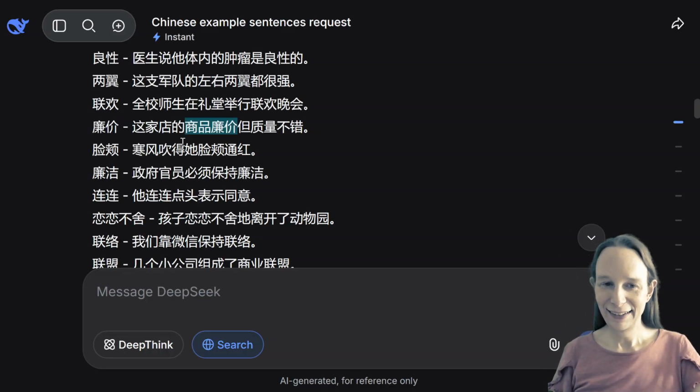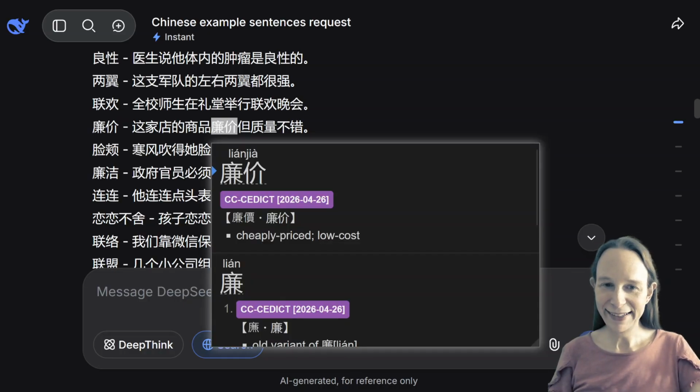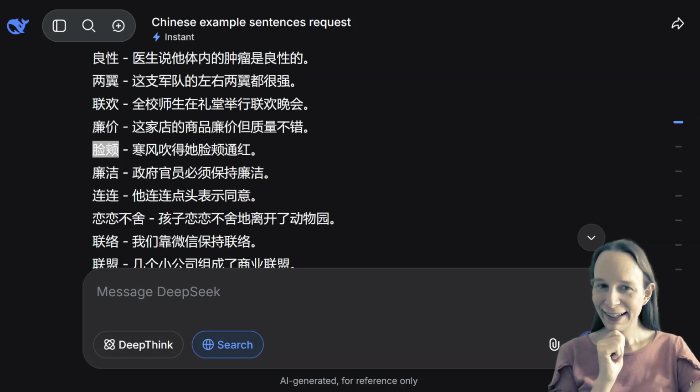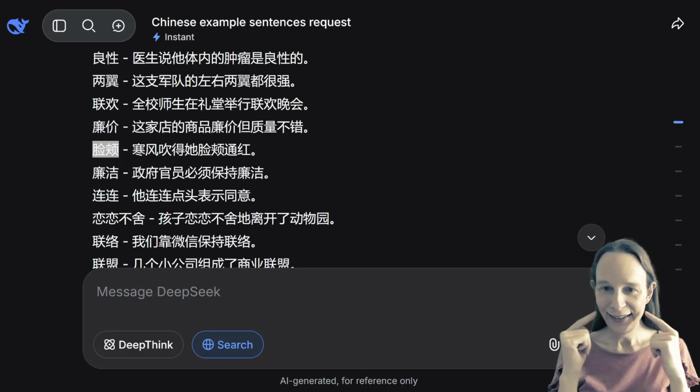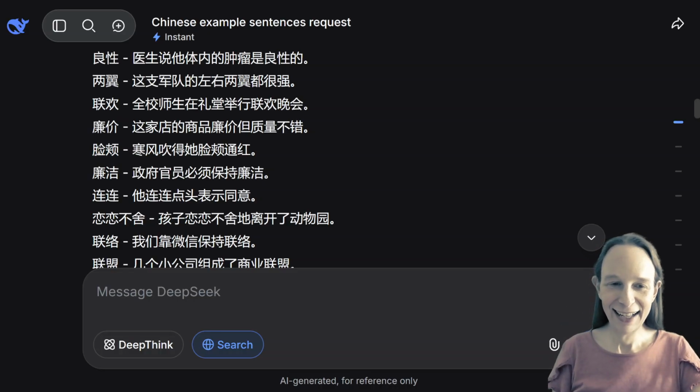Is low price a bad thing? I don't know. Kind of doesn't make sense to me. 廉价. All right, so this is the one I got wrong before, isn't it? 廉价. These are my 廉价s. You have 廉价? 廉价. Okay.